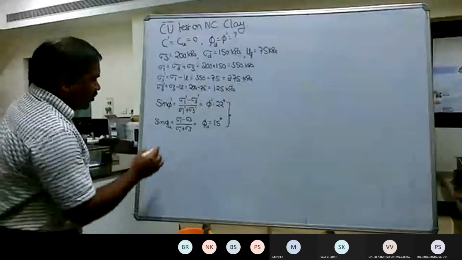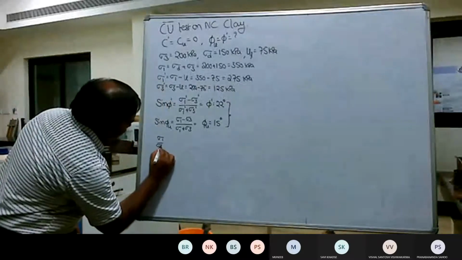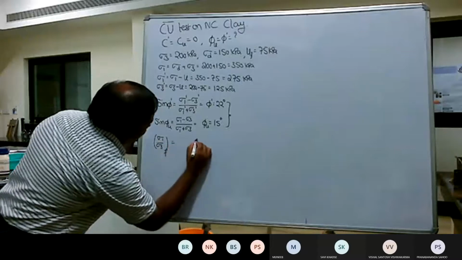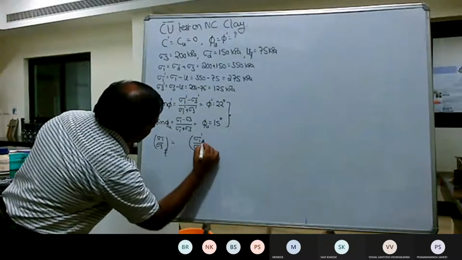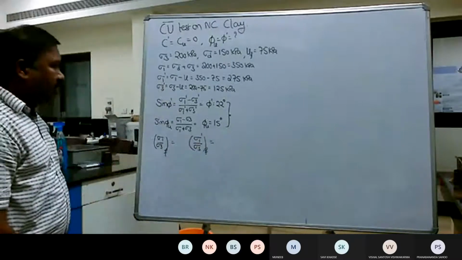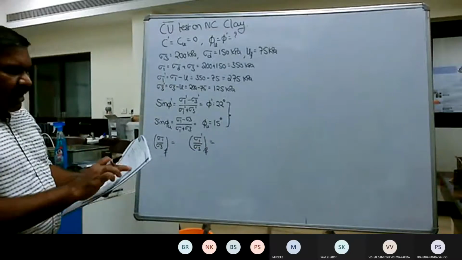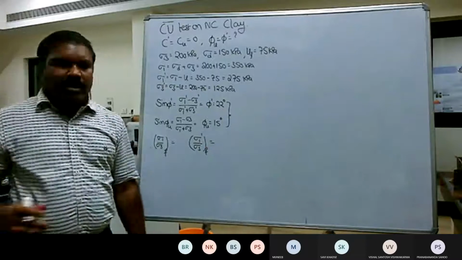So next, you are asked to determine the ratio sigma 1 by sigma 3 in terms of the total, and sigma 1 dash by sigma 3 dash in terms of effective. So try to find out the ratio of these two. And the last one is to calculate the value of A_f.